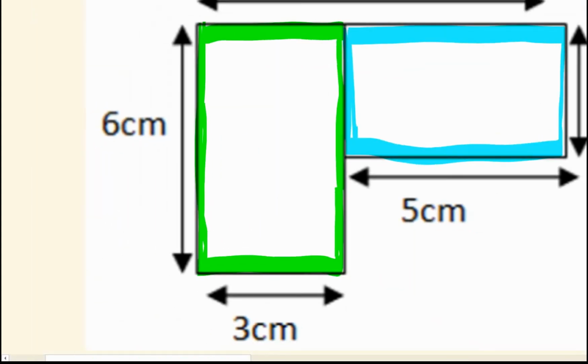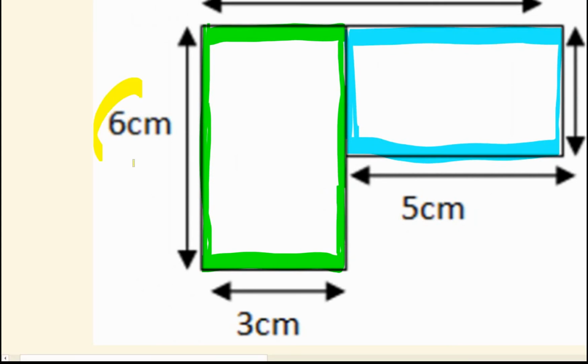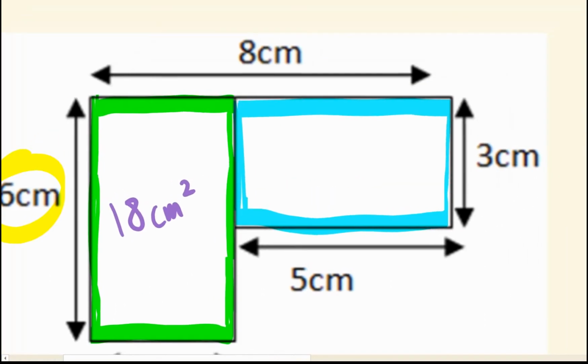I want the base and the height, and if we look, I have a base of 3 and a height of 6. Times them together, and this will have an area of 18 centimetres squared. Again, it's really nice to write these inside the shape, so it's really clear that's the area of that shape. We do the same here.